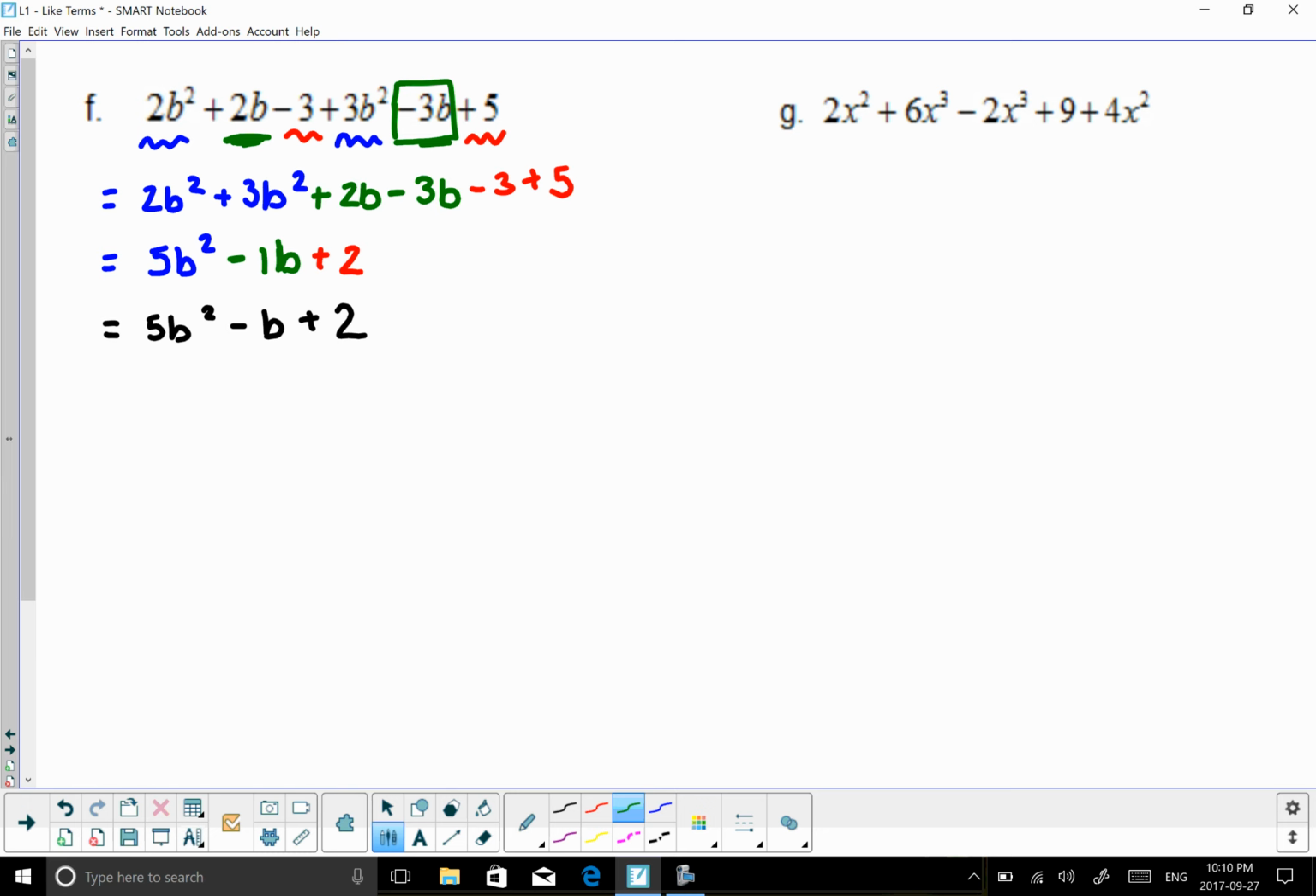Okay, so now on our next one, I have 2x squared here, so I'm looking for something with an x squared. Here's my other x squared. There's no other x squareds. Here I have an x cubed, and here I have an x cubed. So those together, and lastly I have a positive 9.